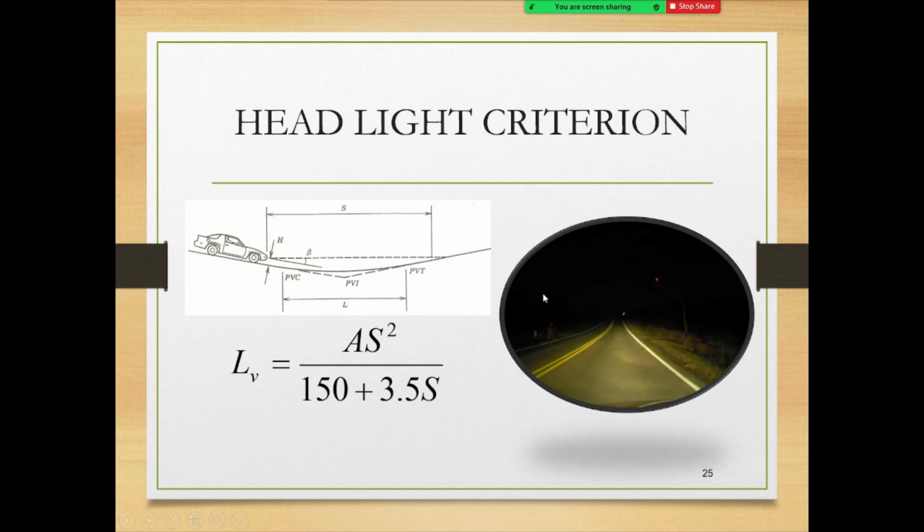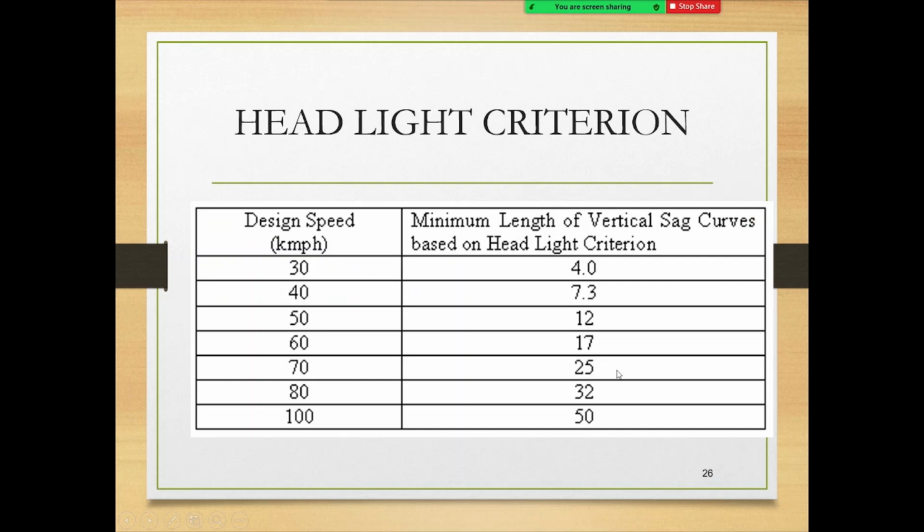So there is an equation to this, S is sight distance, right? And now you get the K values. If your design speed is 70, your K value should be 25. If your design speed is 50 for sag curve, right? Your K value should be 12.